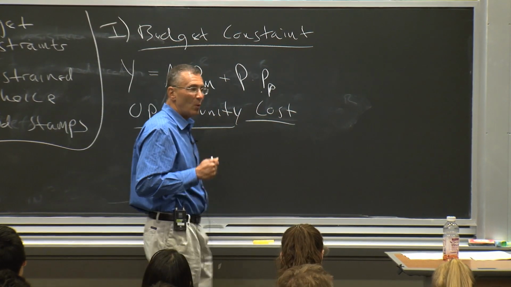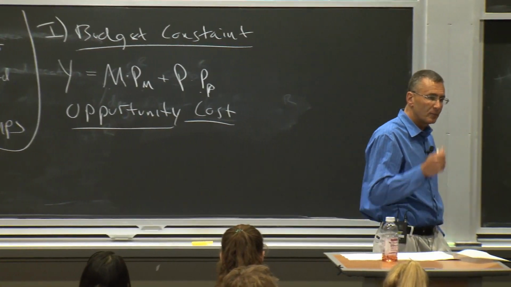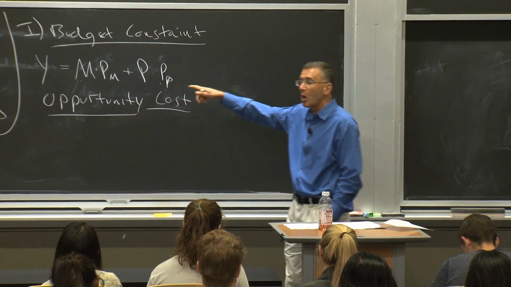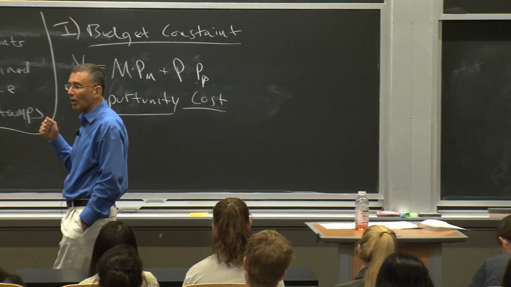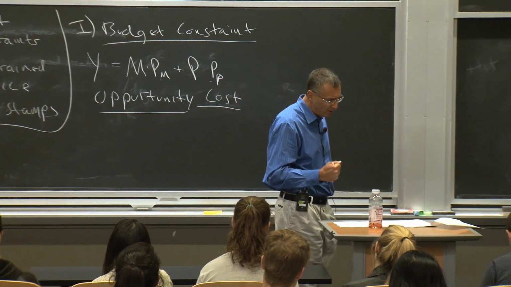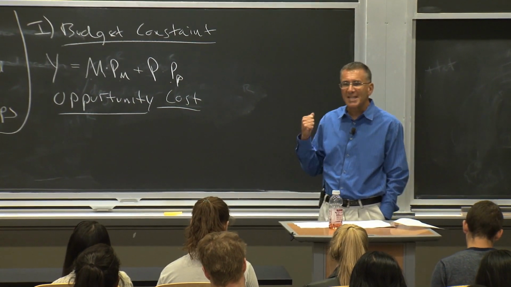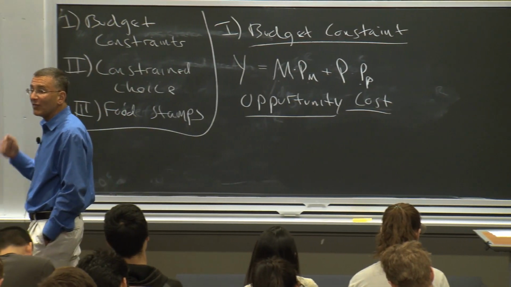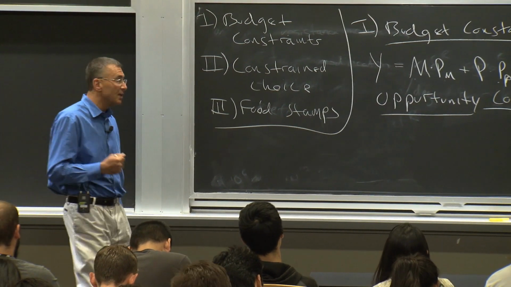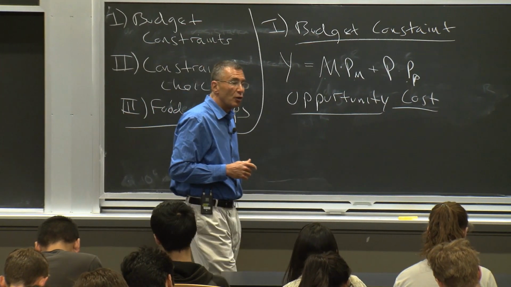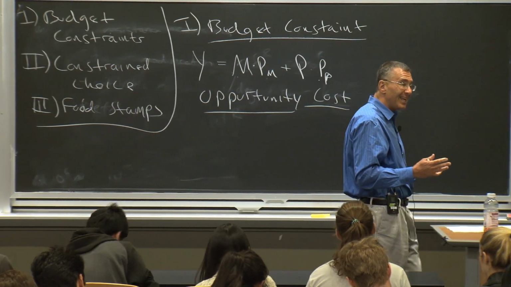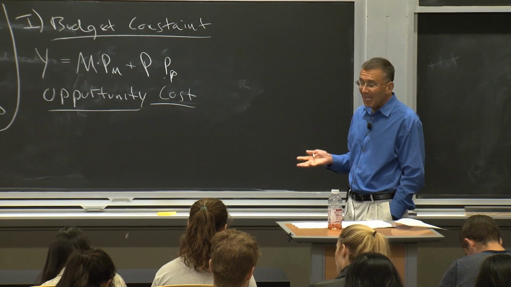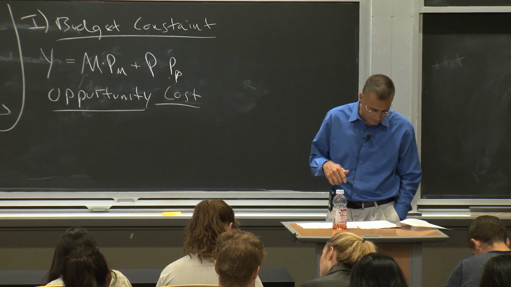When you consume a pizza, you are forgoing the ability to consume some movies, given your fixed income Y. And that's the opportunity cost of the pizza. Technically, opportunity cost is defined as the value of the next best foregone alternative. Here you only have two alternatives, movies and pizza. So the opportunity cost of eating pizza is the value of the movies you can't see. Likewise, the opportunity cost of seeing movies is the value of the pizza that you don't get to consume.